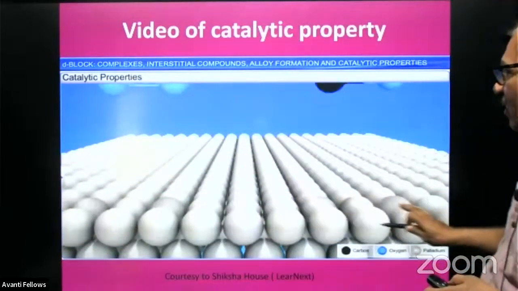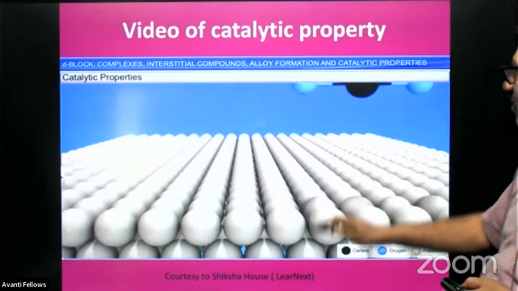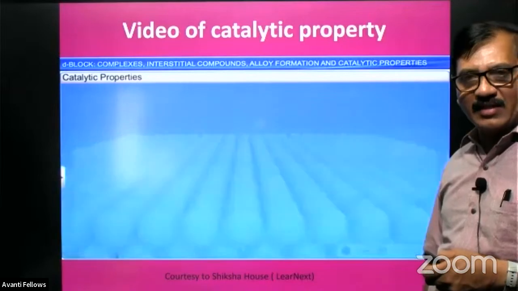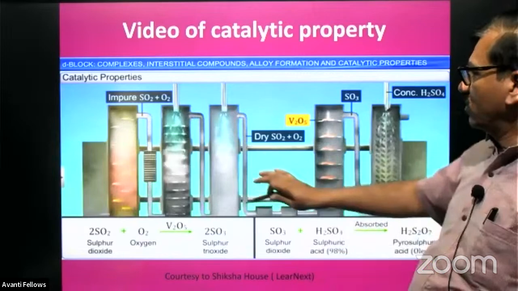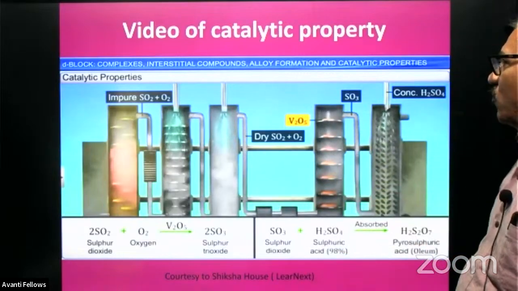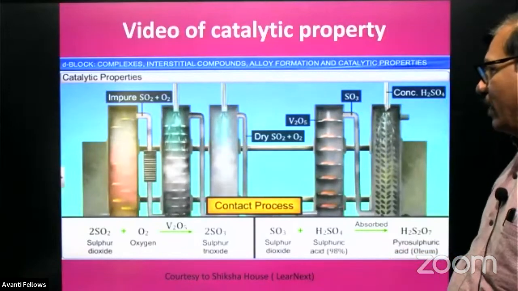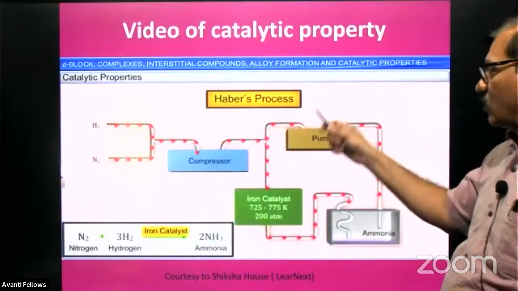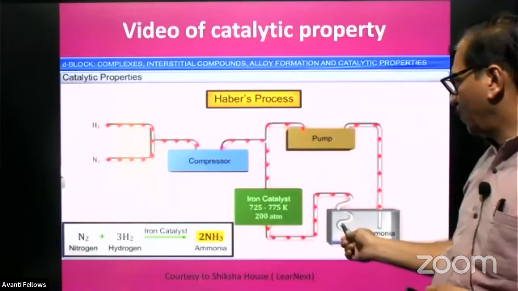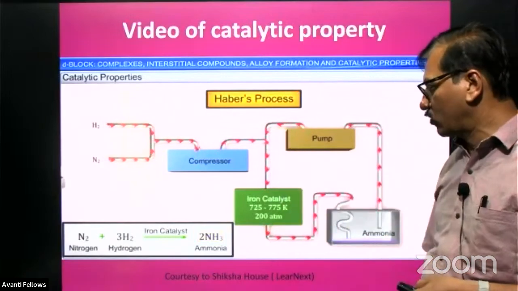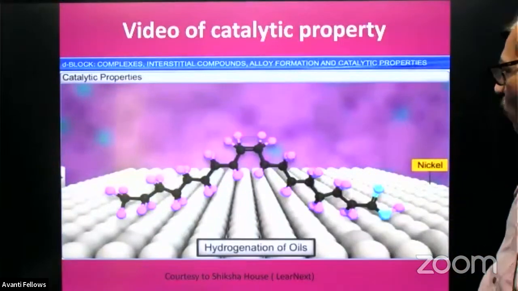So this is how the metal surface looks. The surface attracts the substrate, and the product is formed. This is a schematic diagram of the contact process, in which sulfuric acid is produced. Then Haber's process, in which nitrogen and hydrogen need to be passed to get ammonia. And this is hydrogenation of oil.